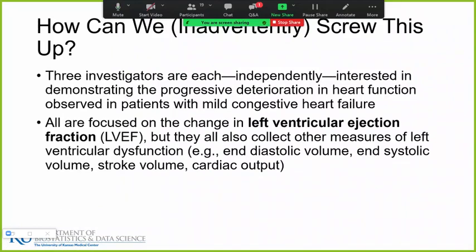So how could we inadvertently screw this up? If we are conducting a randomized controlled trial and we're accounting for sources of variation through the study design, a rigorous design, we're also accounting for sampling variability through control of our type 1 and type 2 errors. So we're doing everything right. There are other ways that we can mess things up. And these other ways are known as questionable research practices.